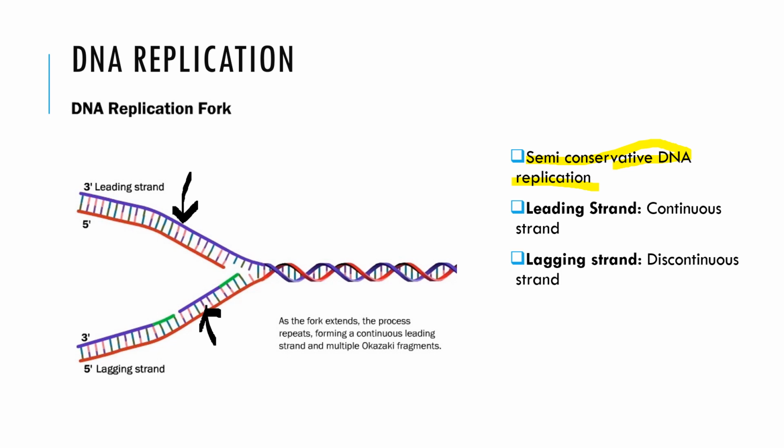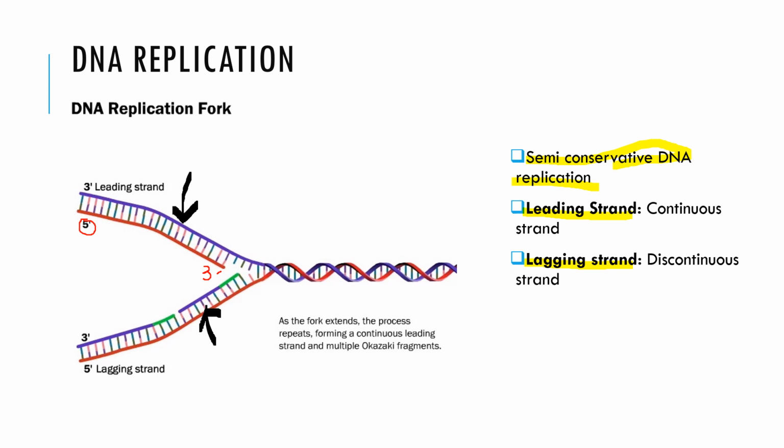Here, out of two strands, one is the leading strand and the other is the lagging strand. What does it mean by leading or lagging strand? The leading strand is the continuous strand and the lagging strand is the discontinuous strand. As you can see in this diagram, the 5' phosphate group is present here and the 3' hydroxyl group is present here. You know that DNA polymerase works in the 5' to 3' direction, so as long as the 3' hydroxyl group is available, DNA polymerase can perform its function.